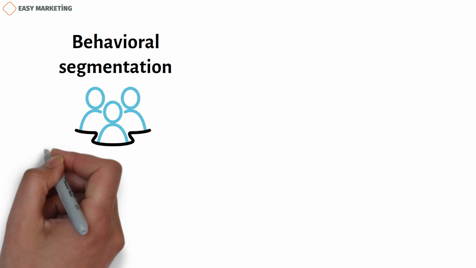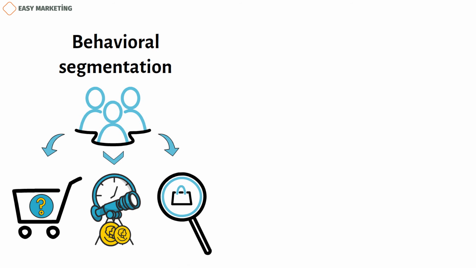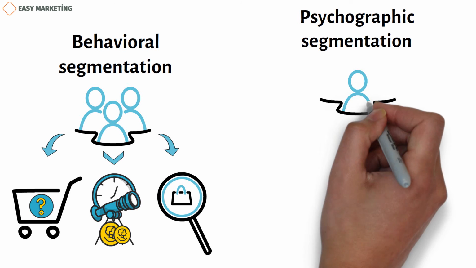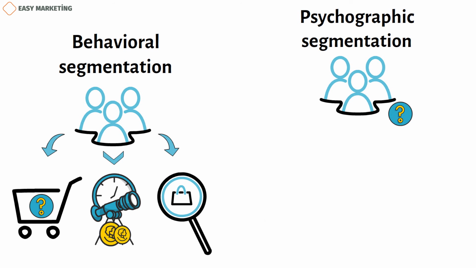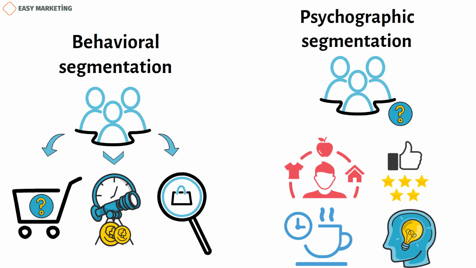Behavioral segmentation is the process of dividing your audience based on how they engage with your company, such as what they purchase, how frequently they make purchases, what they search, etc. Psychographic segmentation is dividing your audience according to who your potential customers are: lifestyle, interests, pastimes, viewpoints, etc.